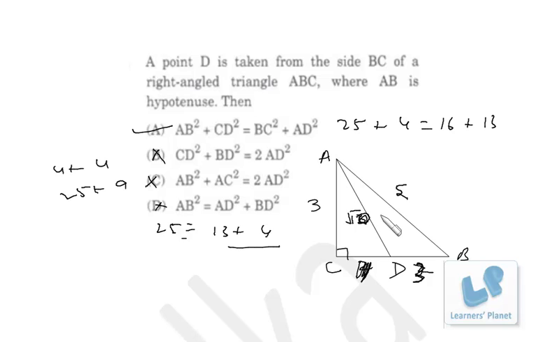I'll put up the values once again for you. So this is AB square. AB square is 25. CD square is 1, equal to BC square. BC square is 16 and AD square is 10. You can see 26 and 26, right? So you should have confidence in yourself. Okay? I hope that's clear to you.